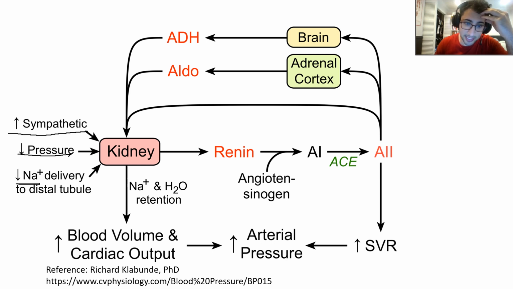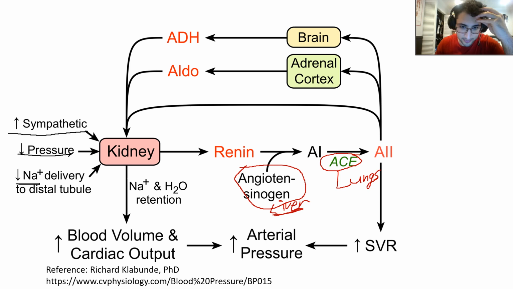Now, renin is going to cleave angiotensinogen into angiotensin 1. And it's important that you know that angiotensinogen is made in the liver. And ACE, angiotensin converting enzyme, while it's present on blood vessels, is predominantly acting in the lungs. So angiotensinogen is made by the liver, and ACE is made by the lungs. And ACE is going to convert angiotensin 1 into angiotensin 2, and then angiotensin 2 is going to have a number of actions.